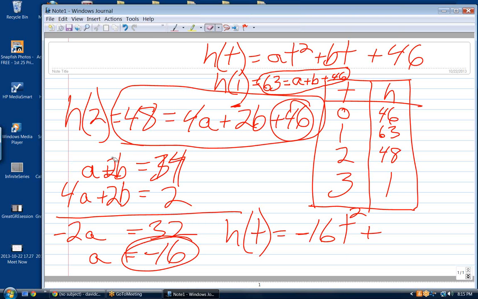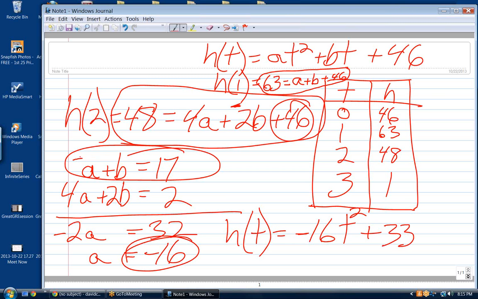Go back, take A and plug it in. Let's choose our simplest equation. Let's go back and take this. If A is minus 16, B must be... A plus B equals 17. So minus 17 plus 33. Ooh, I did it wrong. 34. Here, I was doing that math in my head, and I messed up.